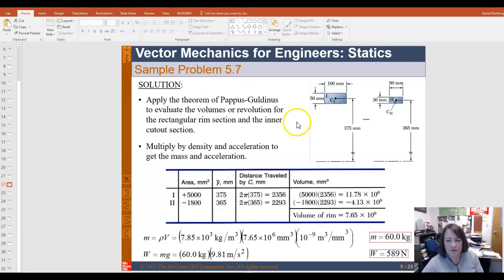So we're going to use the theorem of Pappus-Guldinus. We're going to take the areas. We have area 1 and area 2, and we are using composite areas. We find the y-bars. We find the distance traveled by c. In other words, how far that's going to travel. This is going to be this distance right here, the y-bar, times 2 pi, because it's a rotation about a circle. And we get a volume of the rim. Then we can multiply that by the density to get the mass, and multiply that by the acceleration of gravity, and that gives us the weight.